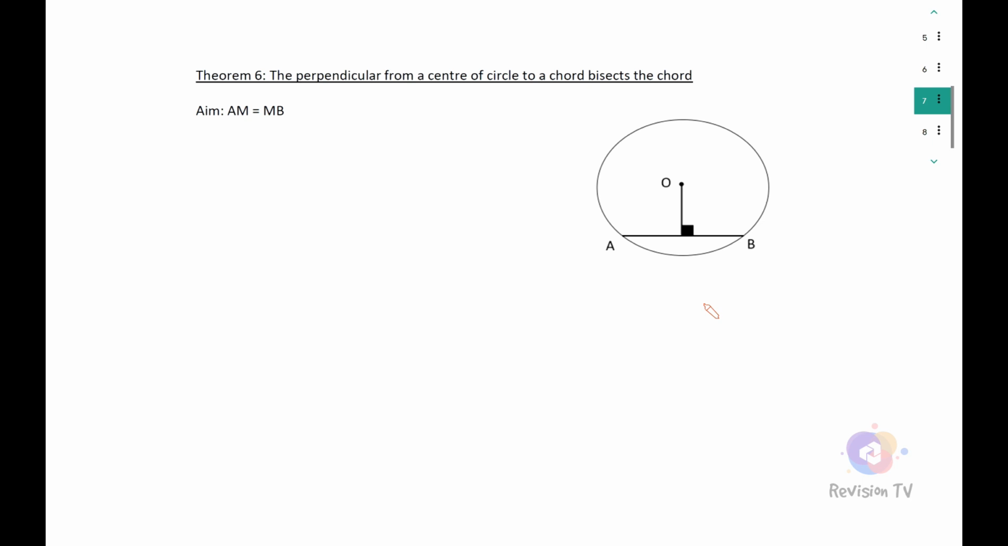Anyway, theorem number 6: the perpendicular from the center of a circle to a chord bisects the chord. Bisects means cut into half. It's like Fruit Ninja, you're cutting into half.